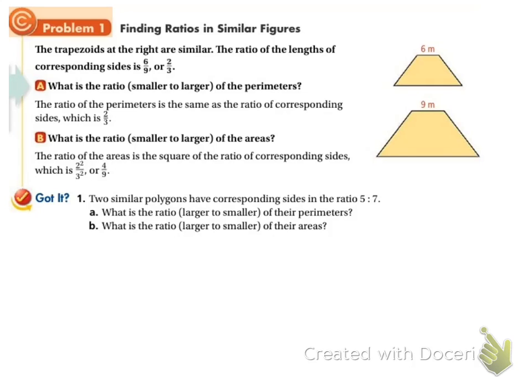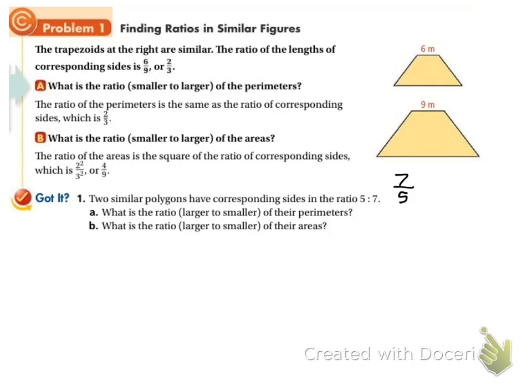So let's look at our got it problem. It says two similar polygons. We don't know what kind of shapes. It doesn't matter what they look like. We don't need to draw pictures for them. They have corresponding sides in the ratio 5 over 7, or 5 to 7. We can write it as 5 over 7 if we'd like. It says, what is the ratio, larger to smaller? So maybe instead of 5 over 7, we should write that as 7 over 5.